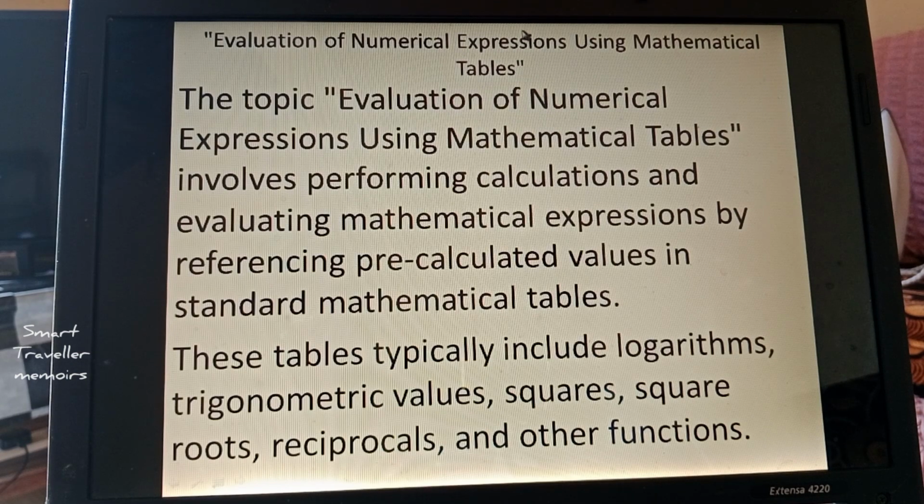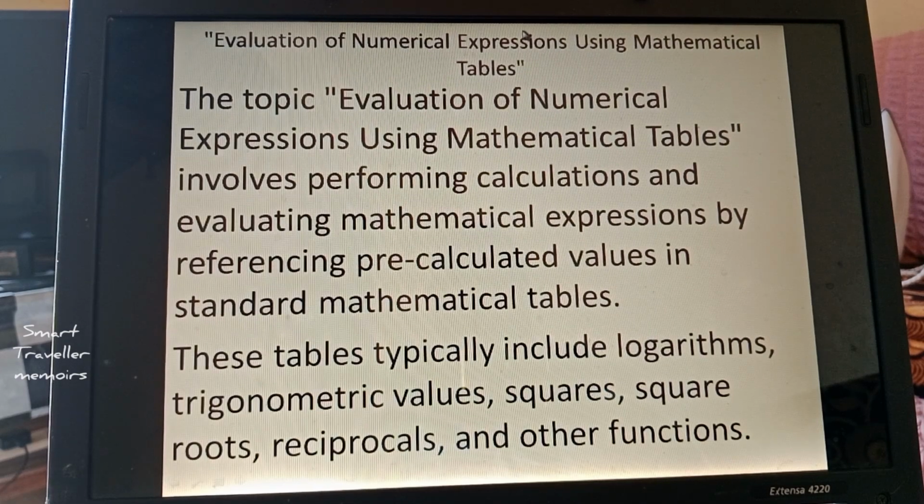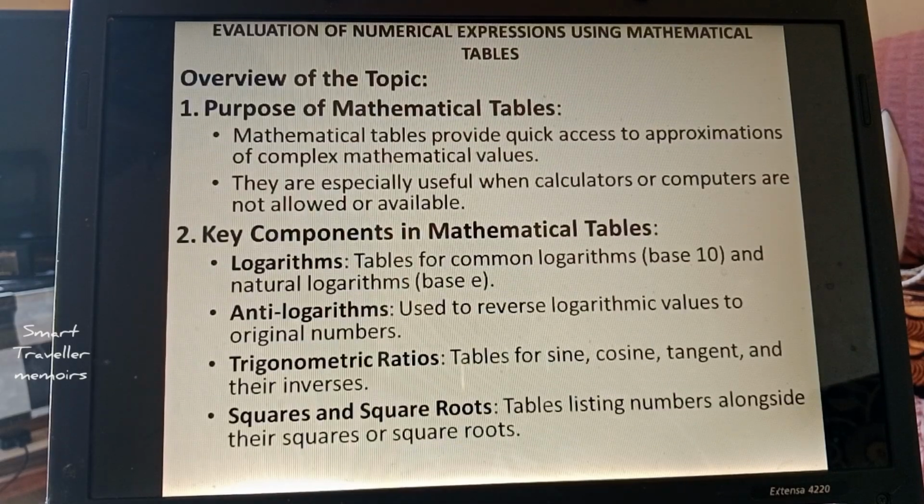In the comments, you can tell me if you want me to expound on any of these tables. But in my lesson plan for the teacher, I think I will be able to give an example of how you, for example, look for square roots and sometimes look for the logarithms or trigonometric values. The overview of the topic.